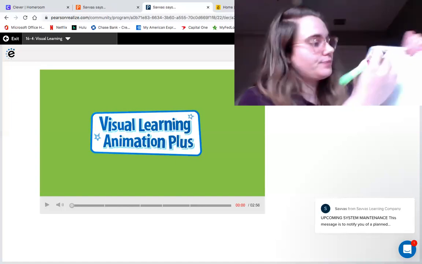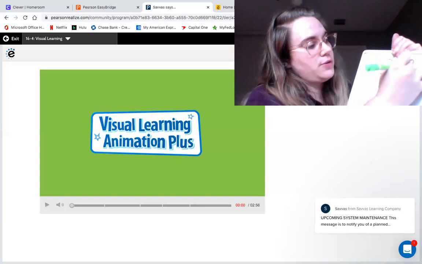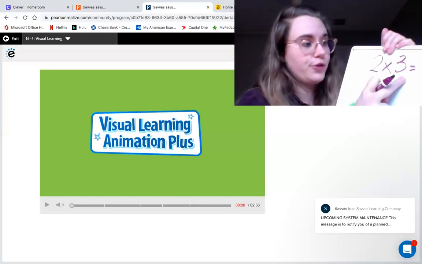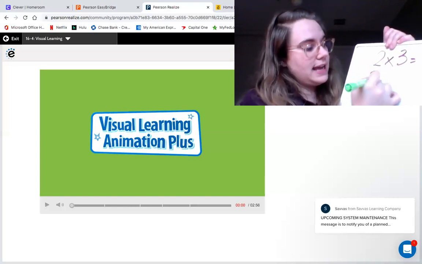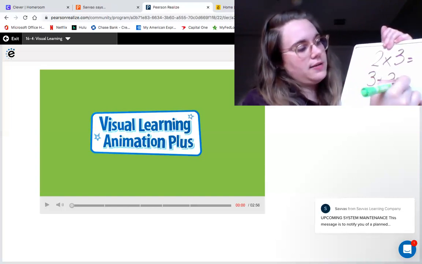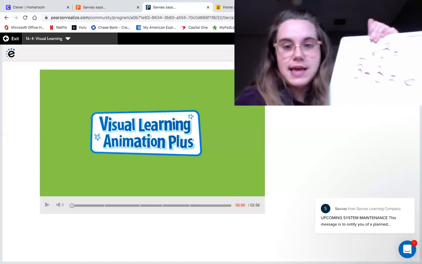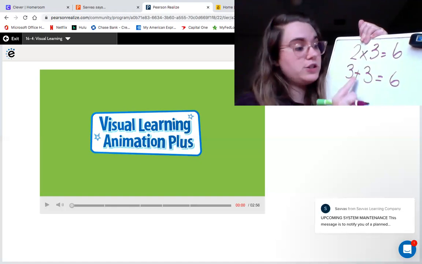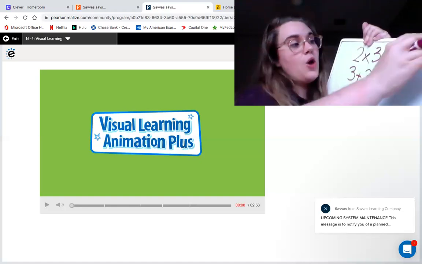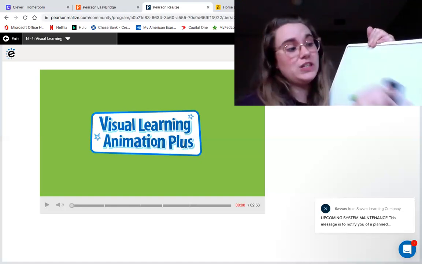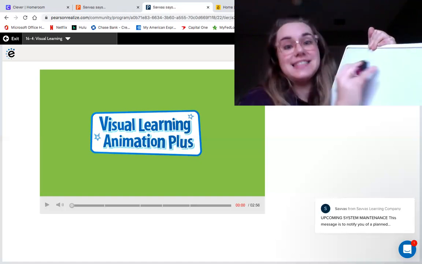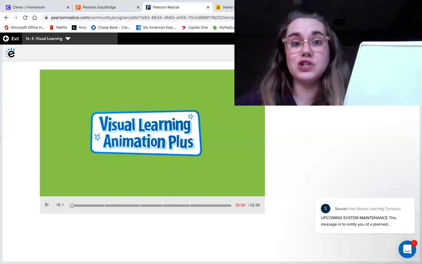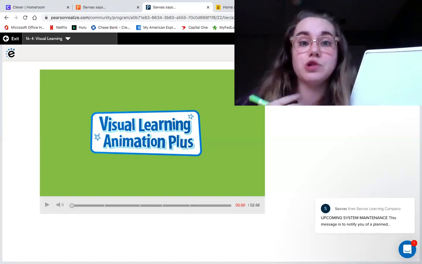Let's say we're doing 2 times 3. That's saying 2 groups of 3. So that's basically like saying 3 plus 3, which gives me 6. And my answer would be 6. So when we multiply, we do repeated addition. When we divide, we do repeated subtraction. So I'm going to show you another way to do division using subtraction.